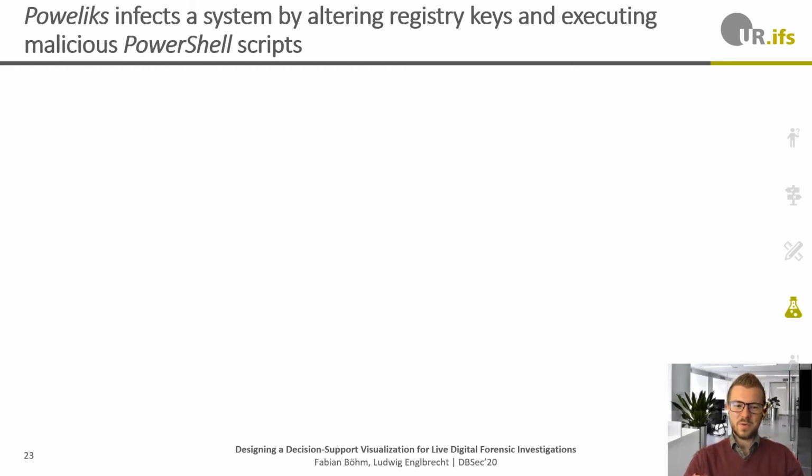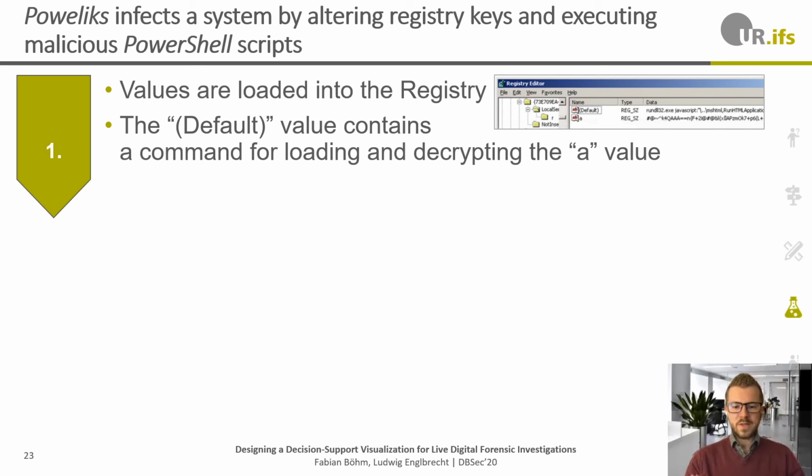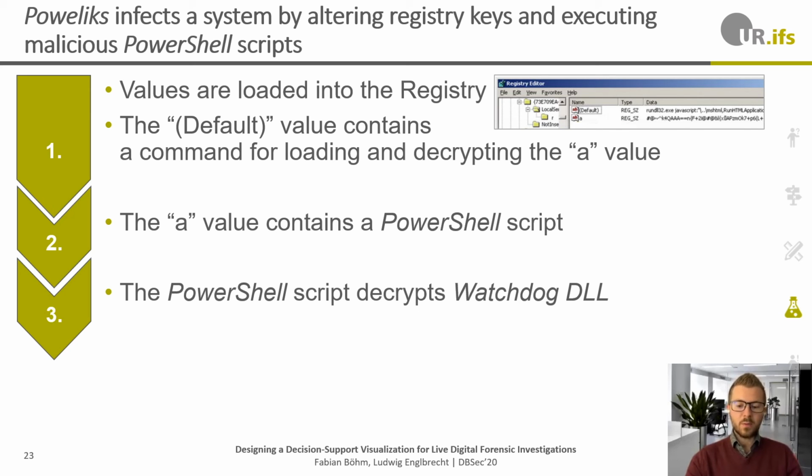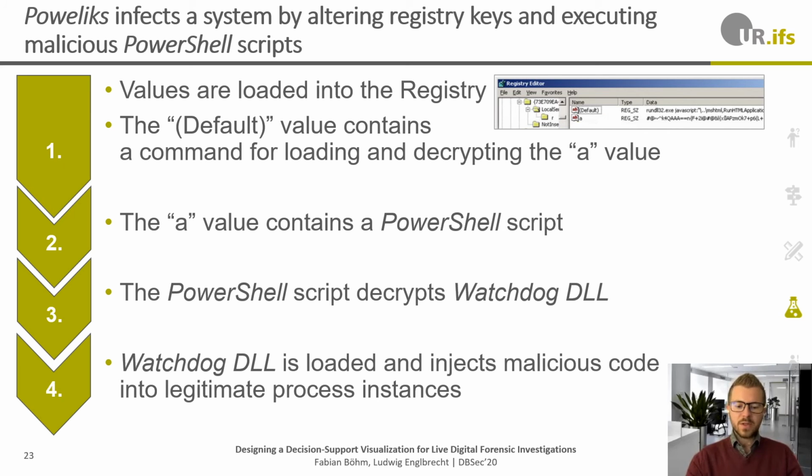Now let's have a look at how Poweliks injects its malicious code into an affected system. It starts with registry entries. So we have one entry called default. This entry contains a command for loading and decrypting another value. The decrypted value contains a PowerShell script. The PowerShell script decrypts Watchdog DLL, which is a legitimate software for Windows, and Watchdog DLL is loaded and injects malicious code into legitimate process instances.